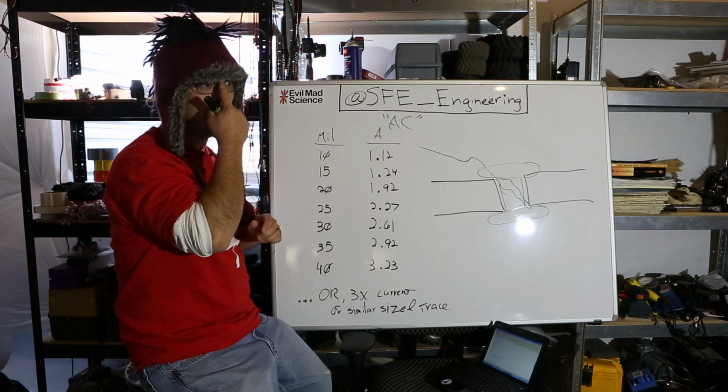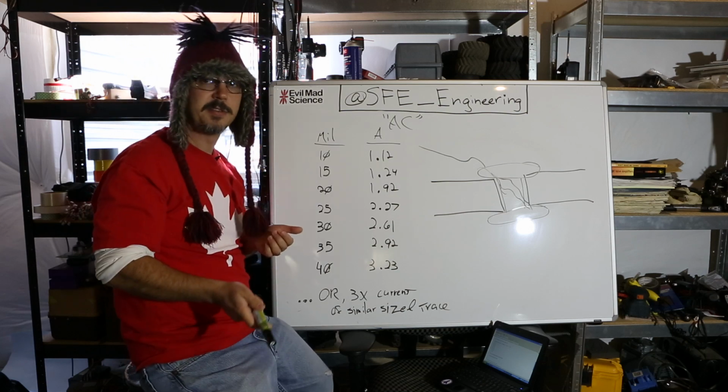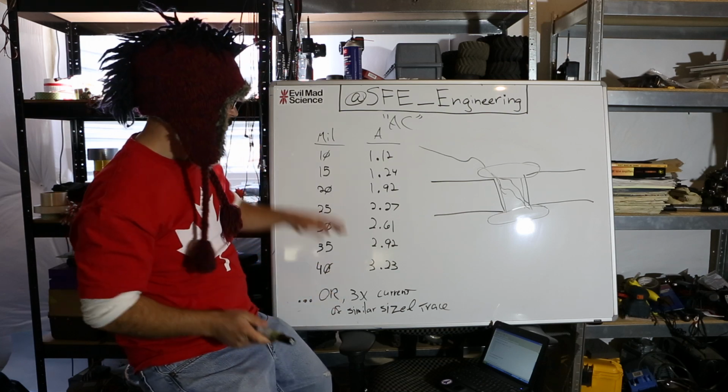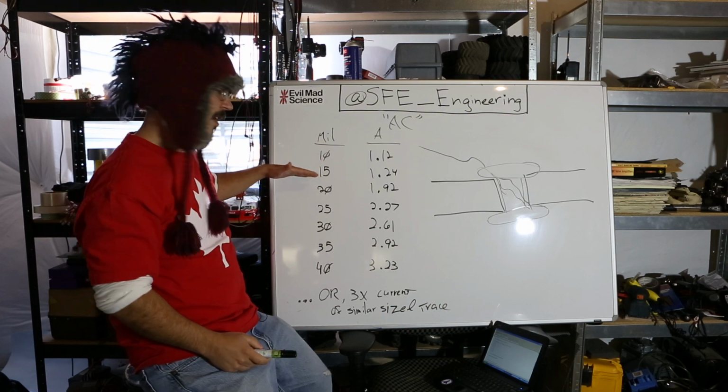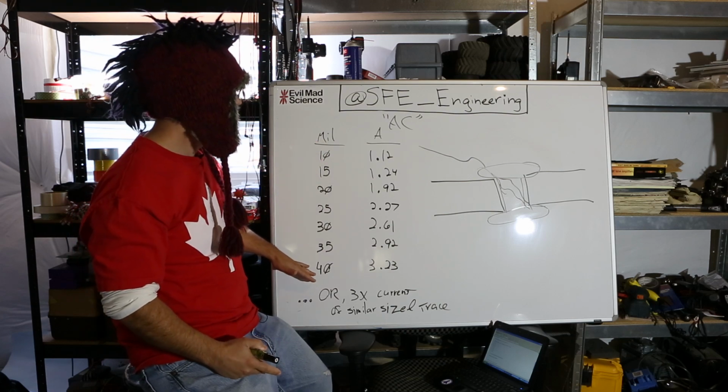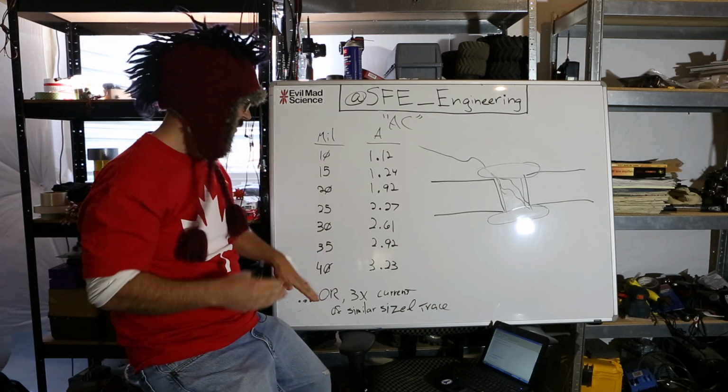Although if I'm laying out a high current trace, I'm going to probably use a few small vias rather than one large via because it tends to line up a little better with the 3x rule.